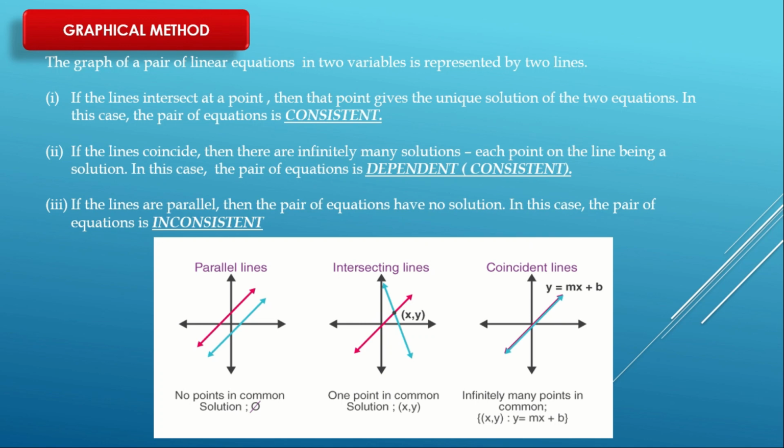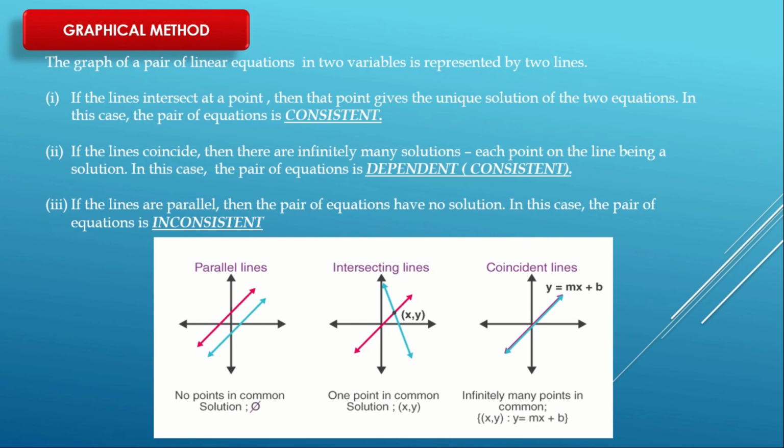Moving on to the third case, if the lines are parallel, then the pair of equations has no solution. In this case, the pair of equations is inconsistent. This graph shows the parallel lines. Here two equations are given where both equations have different solutions. So the two lines will never meet each other. There are no points in common, so the solution is zero. So this type of equation is said to be inconsistent. So intersecting lines and coincident lines are both consistent equations, whereas only parallel lines are said to be inconsistent equations.